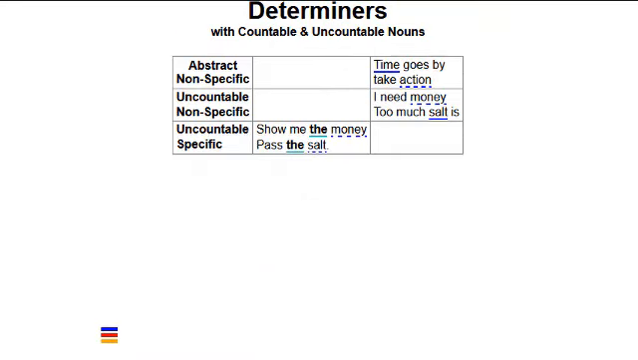Abstract and uncountable nouns can be used without an article. Examples are time goes by, take action, I need money, too much salt is unhealthy. Both the and the zero article can be used with abstract nouns, but like plural nouns, we only use the with specific uncountable nouns, as in show me the money, pass the salt.